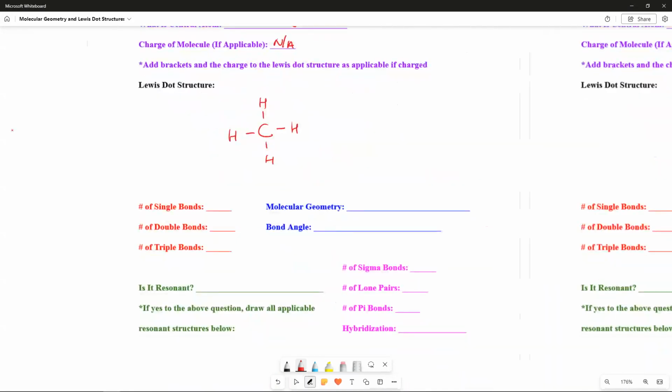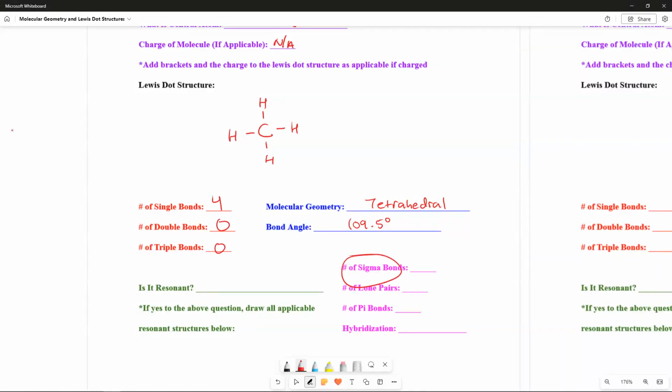The single bonds, we have 4. No double bonds and no triple bonds. The molecular geometry for this shape, with 4 bonded atoms and no lone pairs, is tetrahedral. Once again, this part's memory. Bond angles, 109.5 degrees.